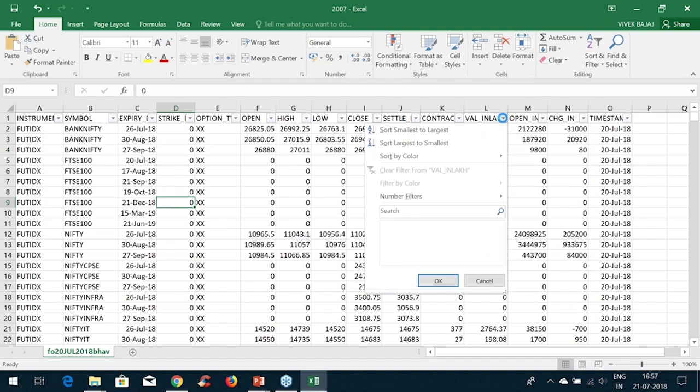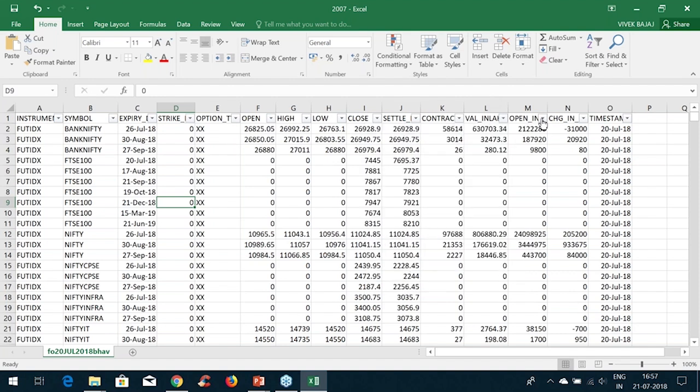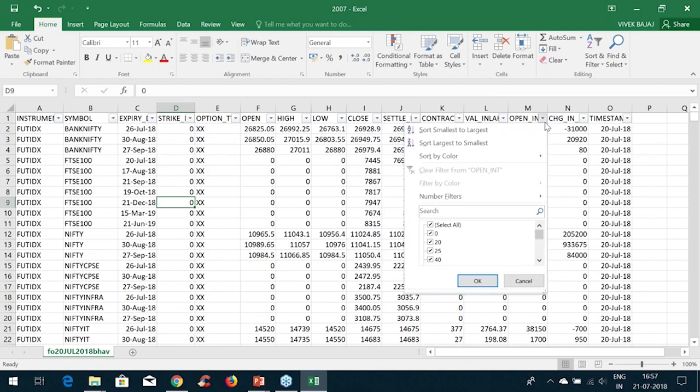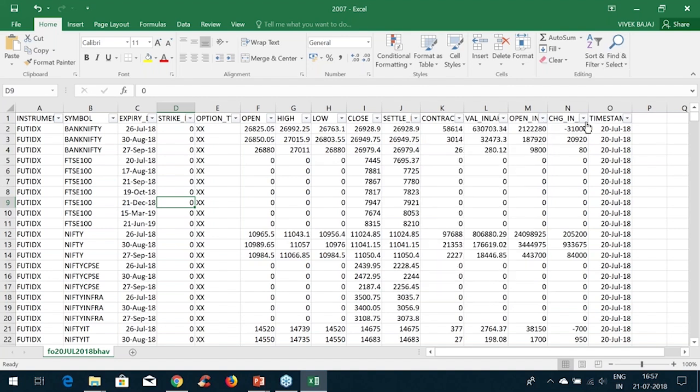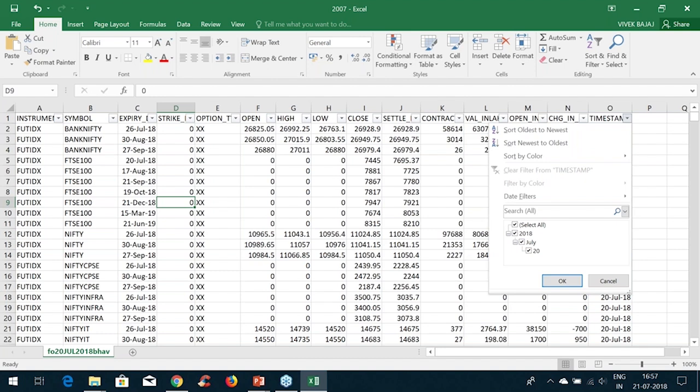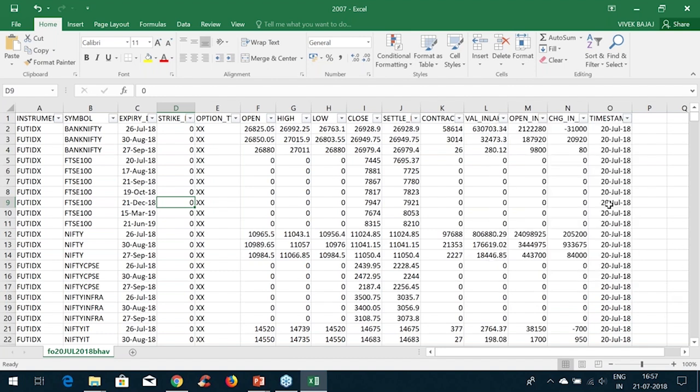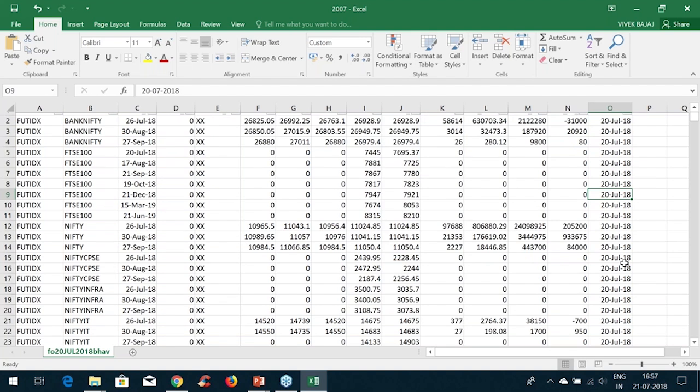Then you have value in lakhs. That means the total quantum of trade which has happened in the market for that particular instrument. Then you have open interest. That means the quantum of shares or contracts which are outstanding in that particular contract. Then you have change in open interest, and you have timestamp that talks about today. That this is a VAR copy which belongs to today, which is 20th of July.